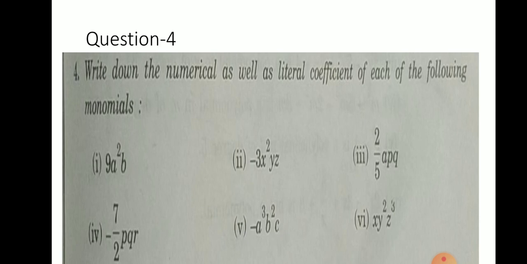Coming to the fifth one, minus a cube b square c. So here we need the numerical value. If there is no number along with the variable, by default we will take 1, and here this term contains minus symbol. That's why minus 1 will be the numerical coefficient here, and a cube b square c will become the literal coefficient. Right, and the last question, xy square z cube. Here also there is no numerical value. That's why the numerical coefficient will be 1 and the literal coefficient is xy square z cube.